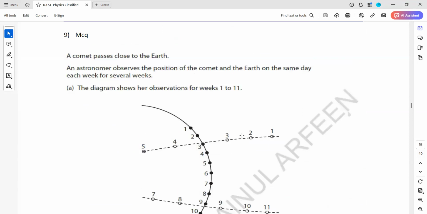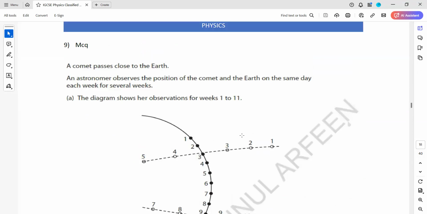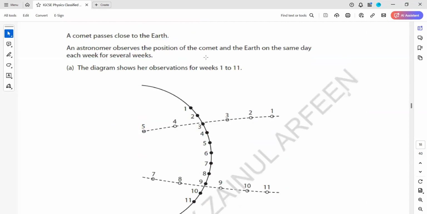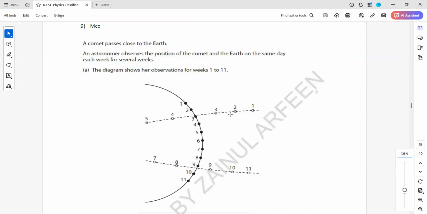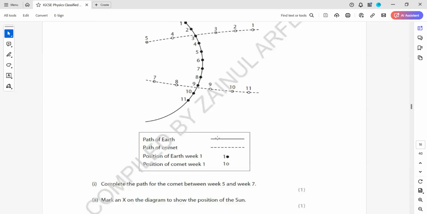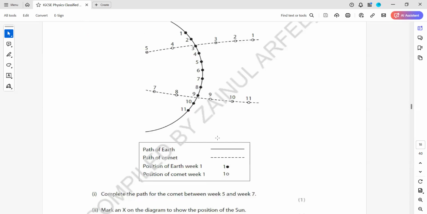Next question: a comet passes close to the Earth. An astronomer observed the position of a comet and Earth on the same day. As you can see, the observer positions in the diagrams were observed weekly from week 1 to week 11. This is a position of the comet and this is a position of the Earth. The path of the Earth is shown with a continuous line and the path of the comet is shown with a dotted line. Position of the Earth in the first week is there and position of the comet in the first week is shown. Complete the path of the comet between week 5 and 7.